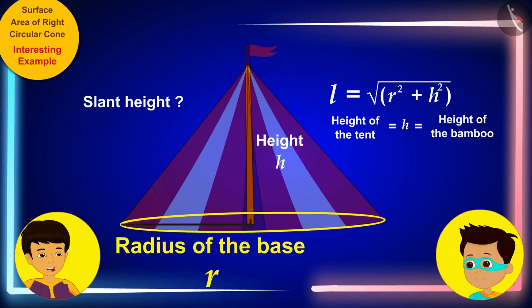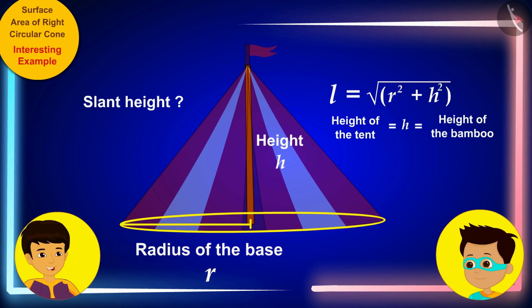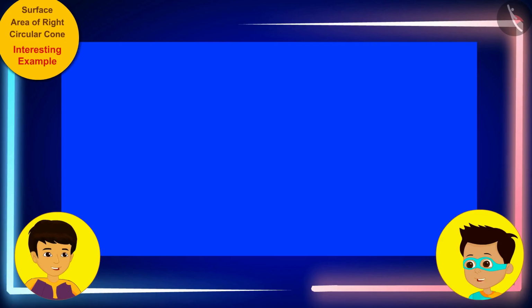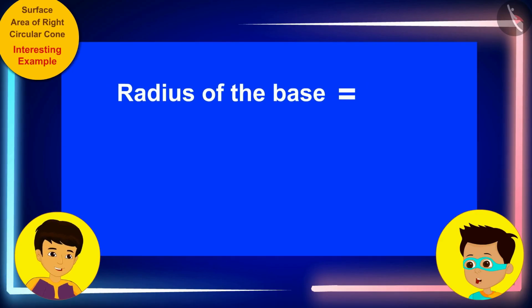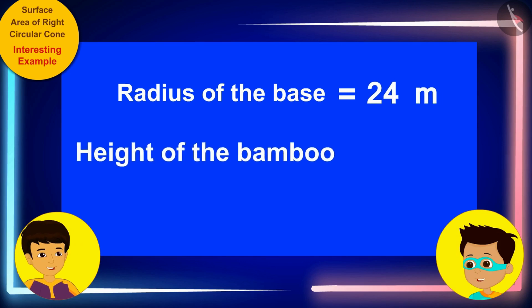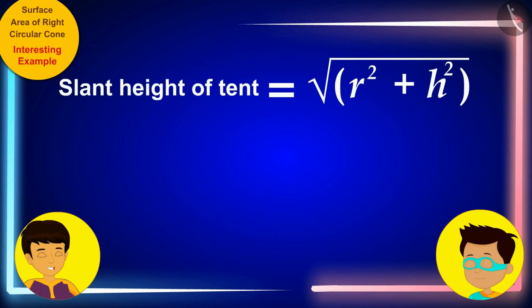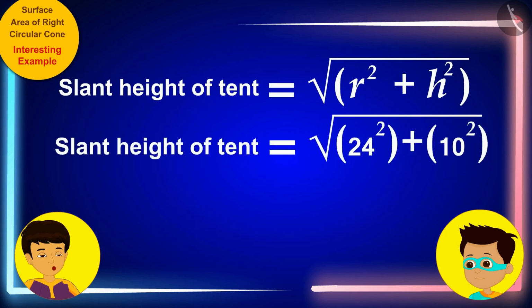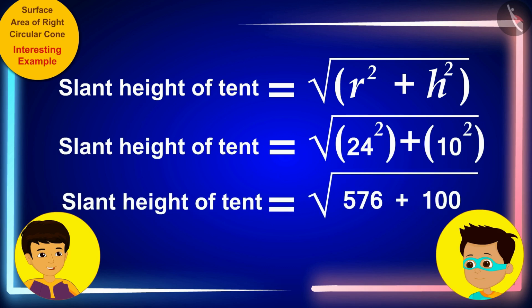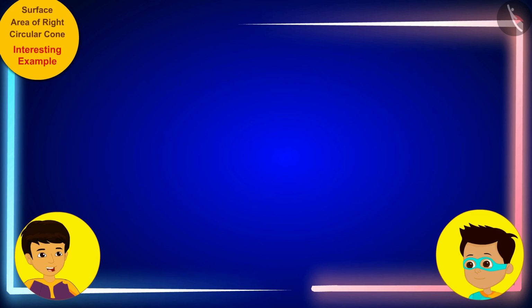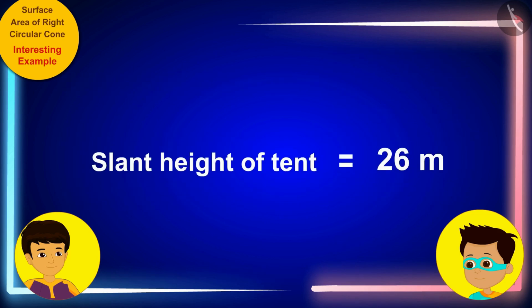Let me quickly measure the radius of the base of the tent and you measure the height of this bamboo. The radius of the base of the tent is 24 meters and its height is 10 meters. Okay, let me quickly solve this problem by writing these values in this formula instead of r and h respectively. Look, Thomas, the oblique or slant height of the tent is 26 meters.